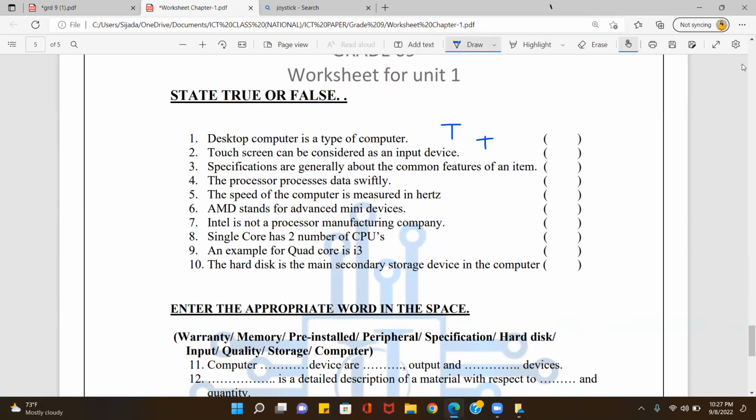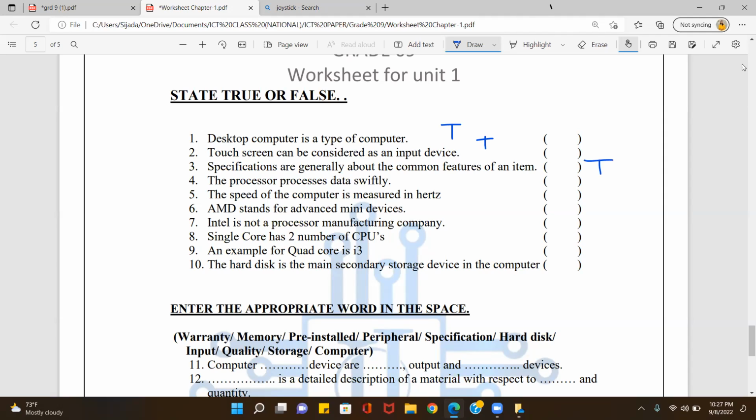Specifications are generally about common features of an item. Now when you take yourself, you have your own specifications. So, features of an item. When you're buying a product, you look at the specifications, like ingredients and expiry date. So specifications means the features of an item.